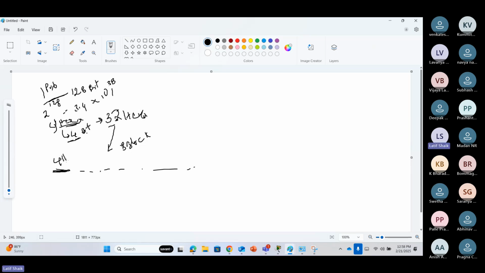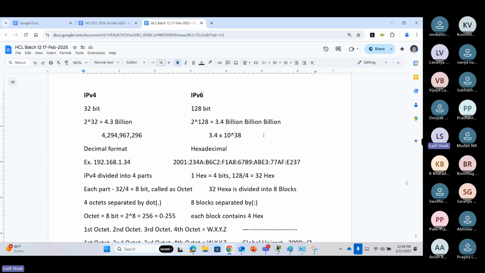Each block contains 4 hexa numbers, separated by colons like this. So we have 8 blocks, each block contains 4 hexadecimal digits, separated by colons. This is how IPv6 looks. Guys, are you okay?